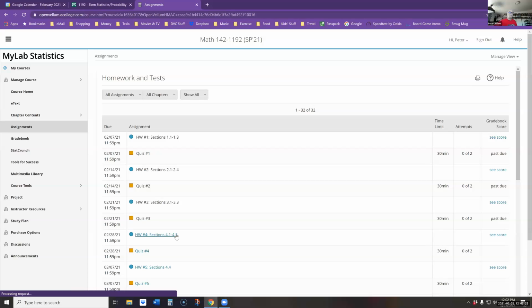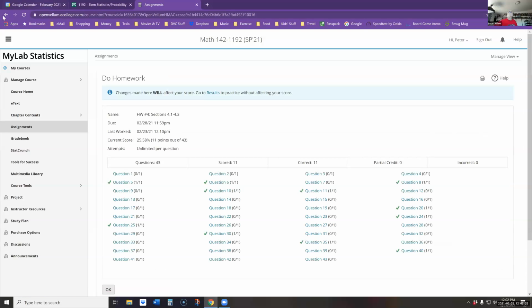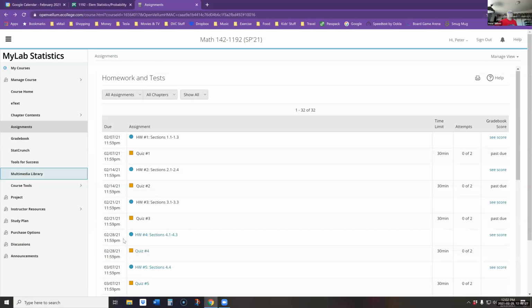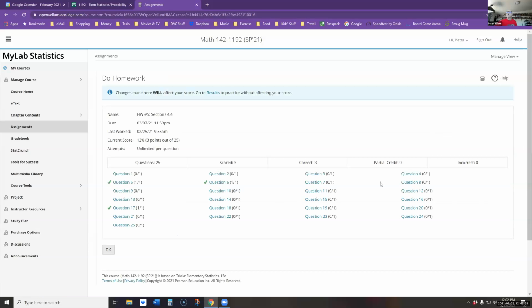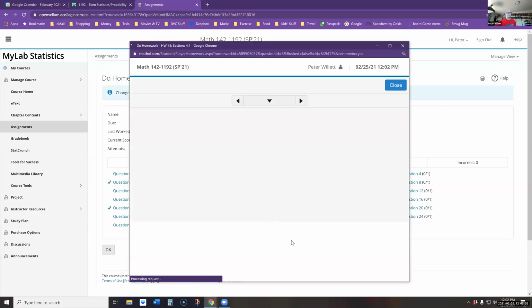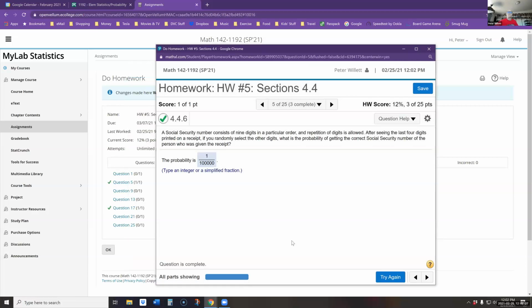So I'm going to open up homework on, whoops, it's not the right one. I need 4.4. And as I recall, 5 looked good. So let's do 5 to get us started. Should be from section 1. All right, so here's an example.